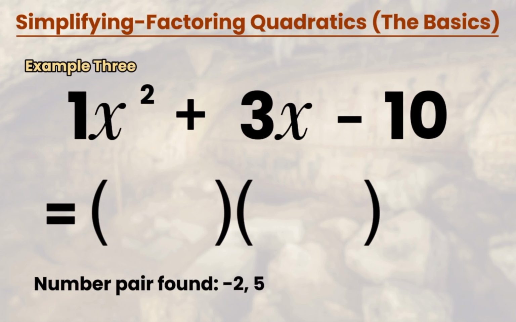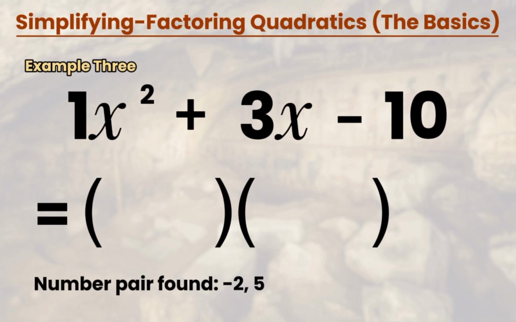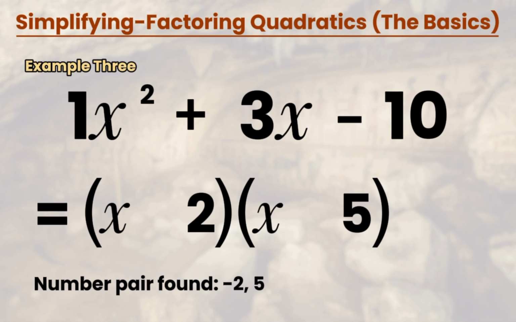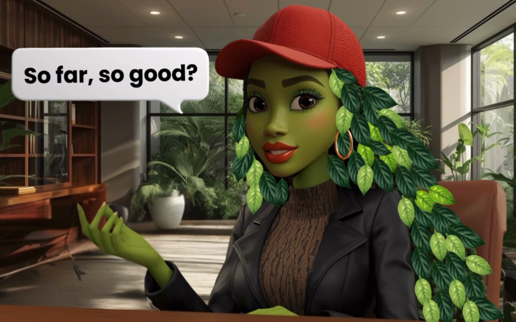Open up bracket sets, put your x variable in each one, and then give each one a number. One will have a minus 2 and one will have a positive 5. And yet again, we have factored, with an answer of x minus 2 times x plus 5. So far, so good?